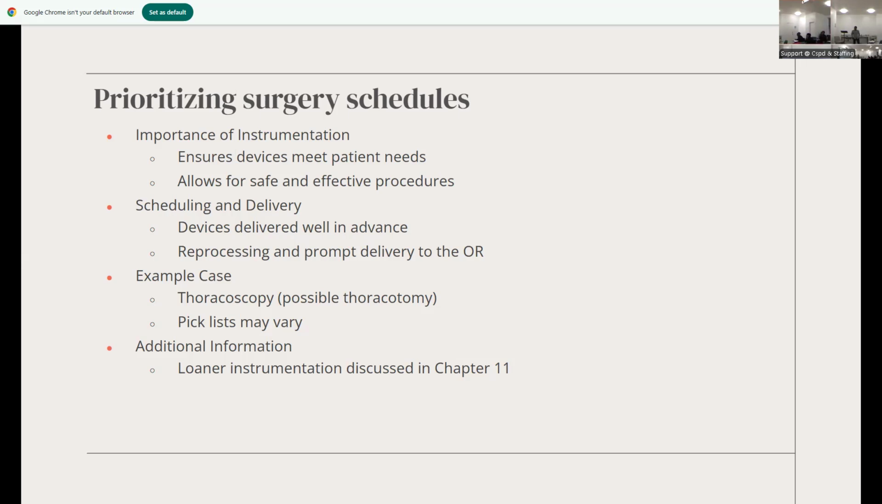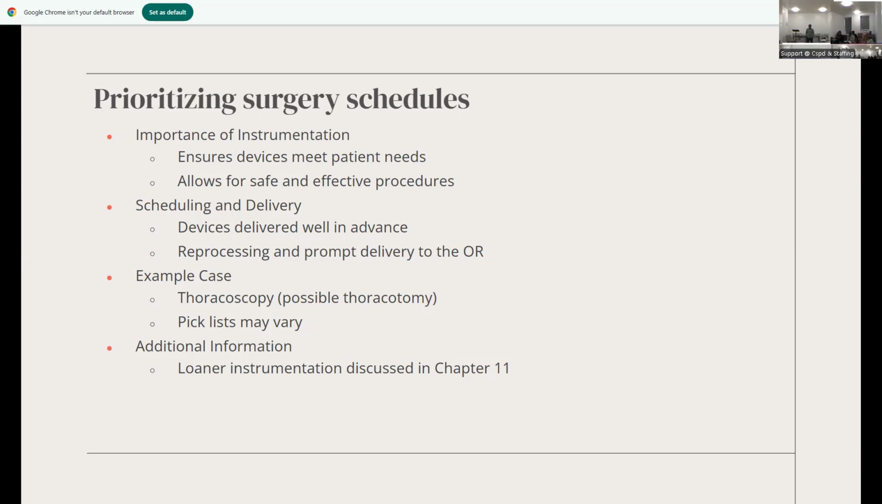So examples of scheduling, this is an example case, thoracoscopy, possibly they can open or make a bigger incision. Pick list may vary depending on what the doctor is looking for. That's what I mean by pick list. You remember I mentioned pick list or preference card, the same thing.